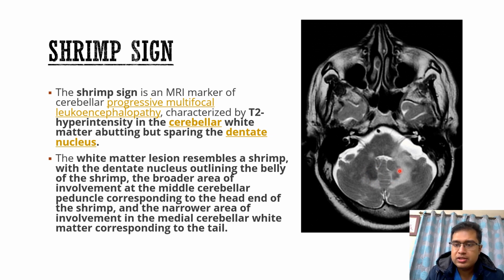So the dentate nucleus is forming the belly of the shrimp, while the broader areas of involvement at the middle cerebral peduncle correspond to the head of the shrimp, and the narrower area of involvement in the middle medial cerebellar white matter correspond to the tail. So this is the head, this is the tail, and this is the belly.